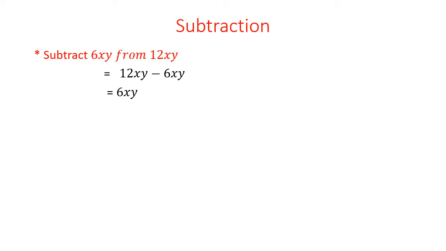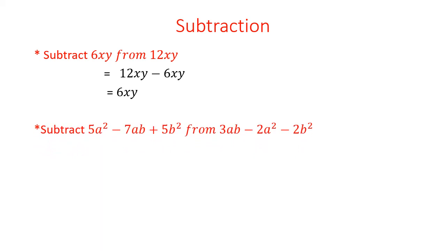Okay, so one more problem. See, subtract 5a square minus 7ab plus 5b square from 3ab minus 2a square minus 2b square. So first we write what? The subtraction form. So 3ab minus 2a square minus 2b square. Always you children commit mistakes in this place. Minus of subtraction, so minus of all the remaining terms. Minus of 5a square minus 7ab plus 5b square.